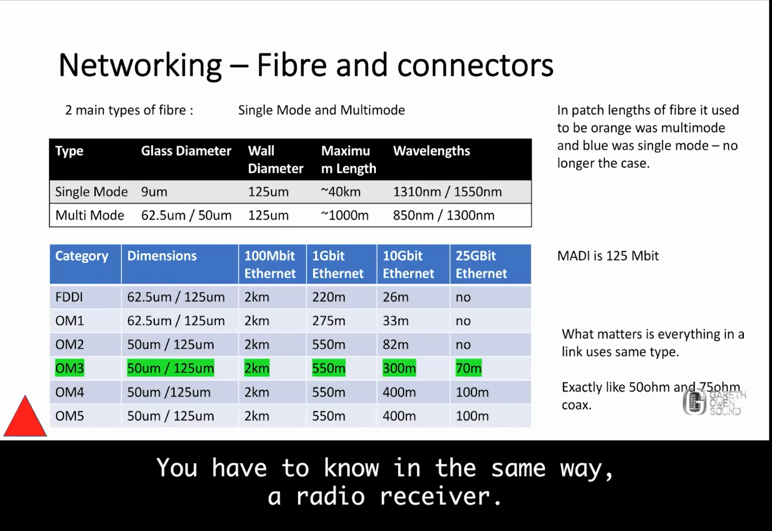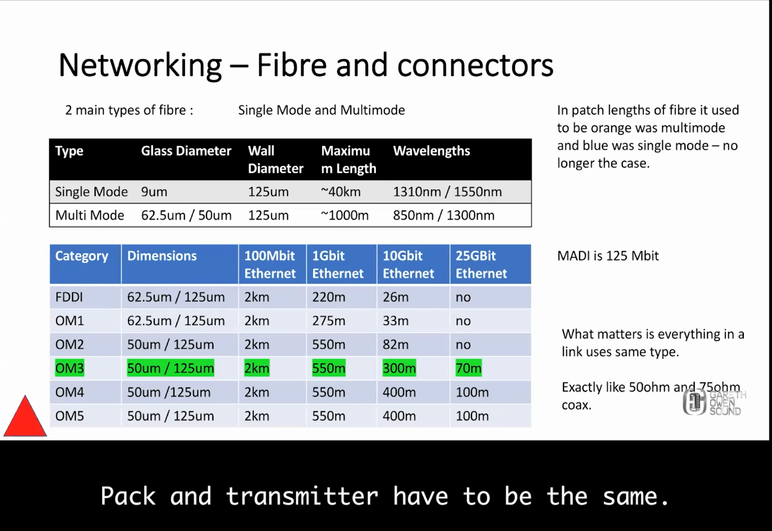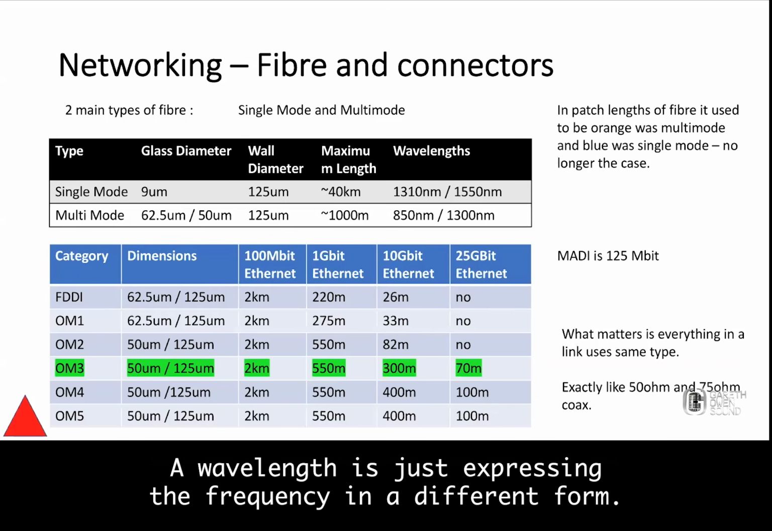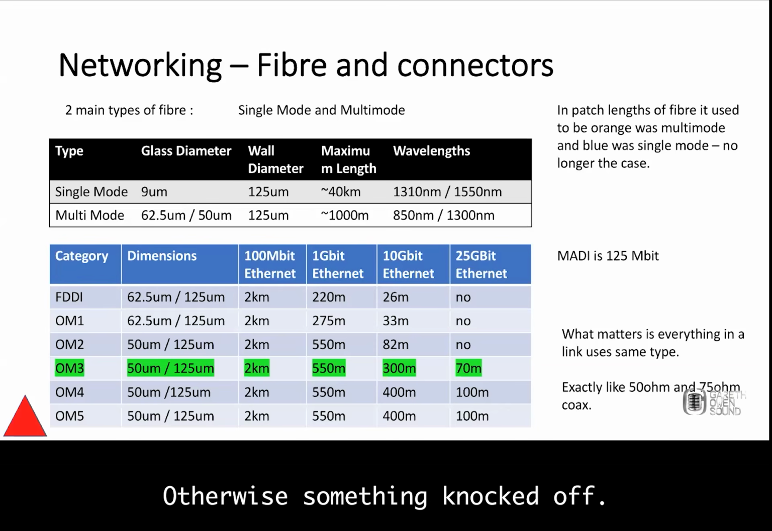In the same way, on a radio receiver, we set a frequency of 450 megahertz. Receiver and transmitter have to be the same. A wavelength is just expressing the frequency in a different form. So we have to make sure that both ends are the same frequency, otherwise something won't talk.